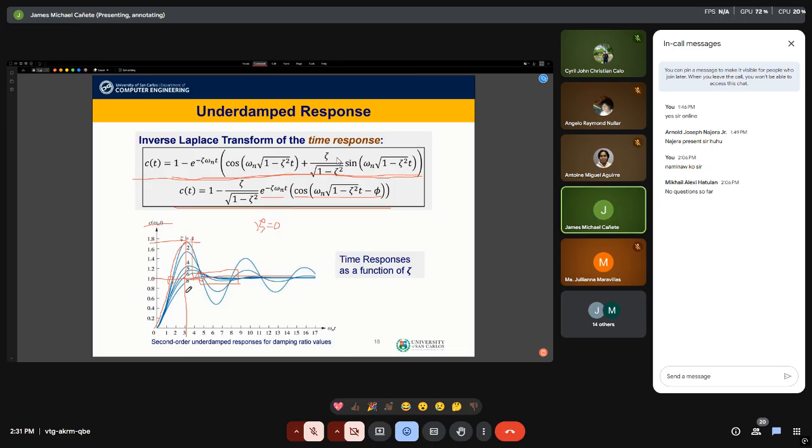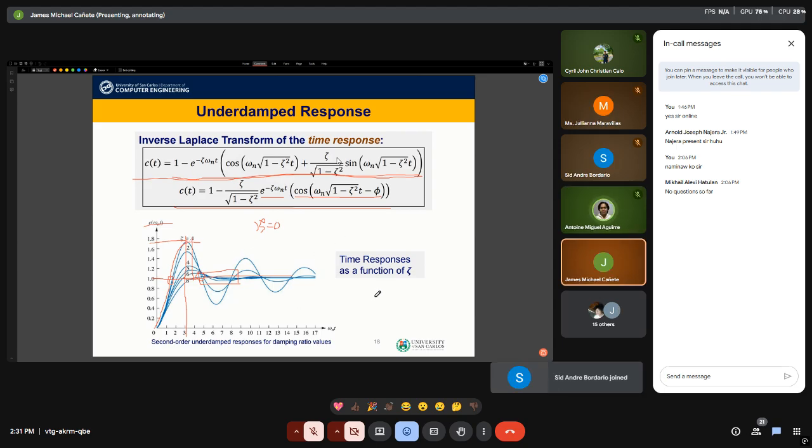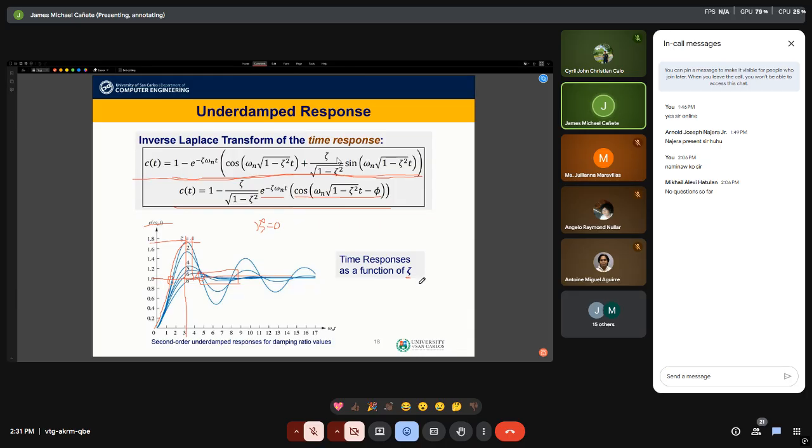So at 0.8, almost no oscillations. At 0.4, we see small oscillations. But at 0.1, this is in danger of becoming unstable, where if it becomes zero, the oscillations become very large, and they never damp, they never go away. That's how we can use the damping ratio to predict the output or the shape of the general second order system.